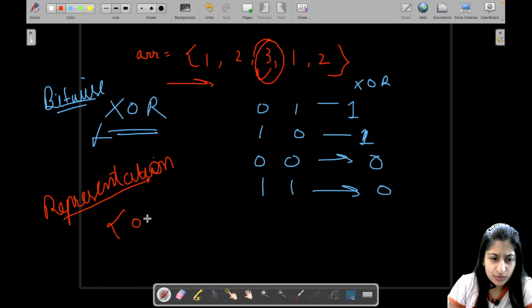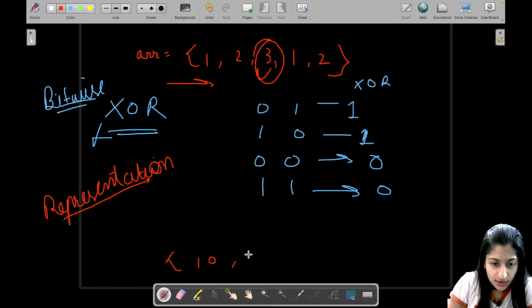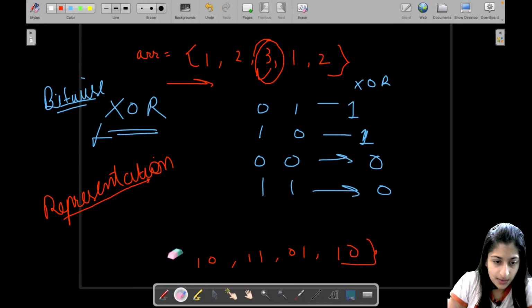So let me just take 2 bits only, 0 1, then we have 1 0, then 1 1, then 0 1, then 1 0, because we're not taking 0 into consideration. Okay, let's take these numbers.